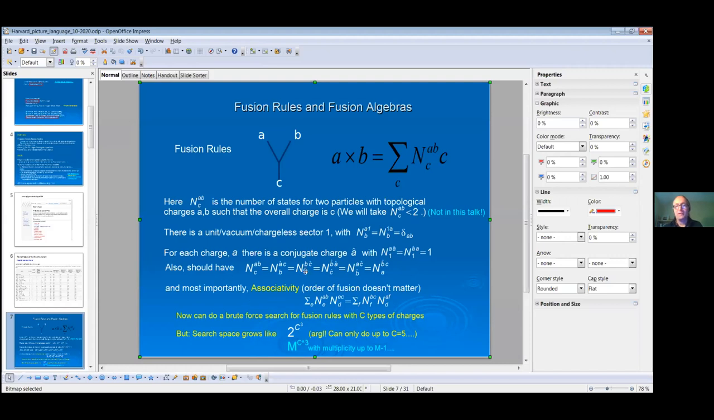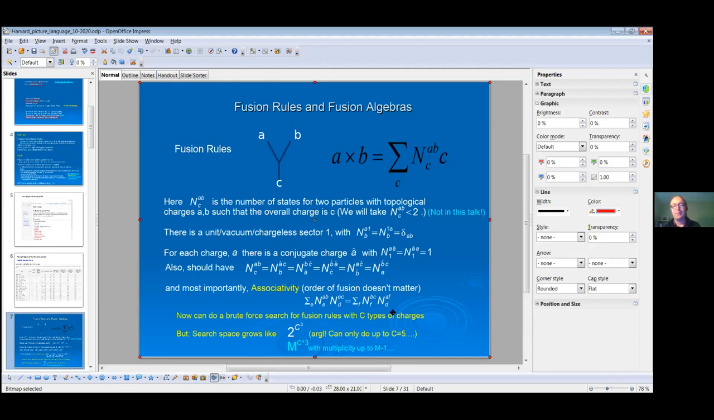Of course, the most important constraint is that the fusion is associative. So if we fuse A and B and C, then A and B together first, or B and C together first, doesn't matter for the final result. And that's this equation for the multiplicities then. And so now we can say, well, let's find all these fusion rings. And the simplest thing you can do is just do a stupid brute force search. So you say we have big C types of charges. So that's the rank, right?